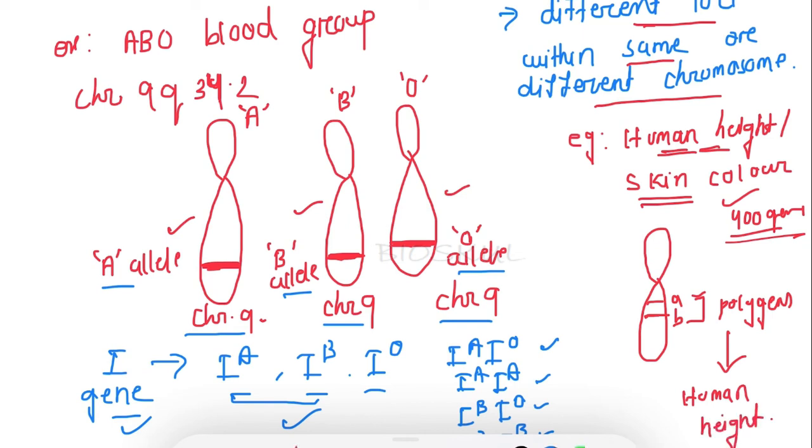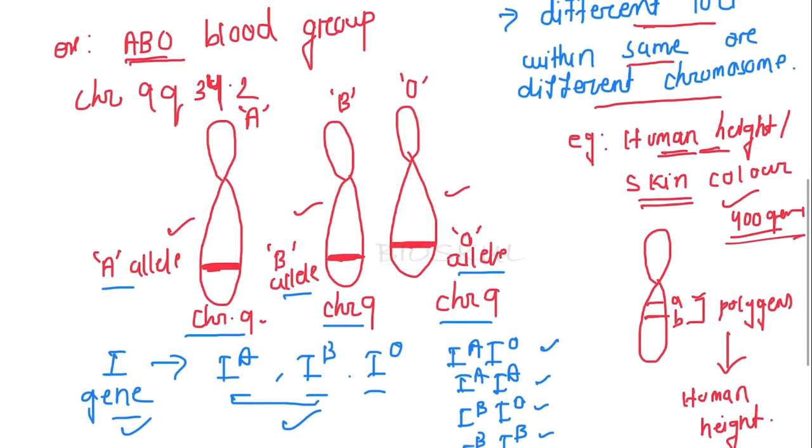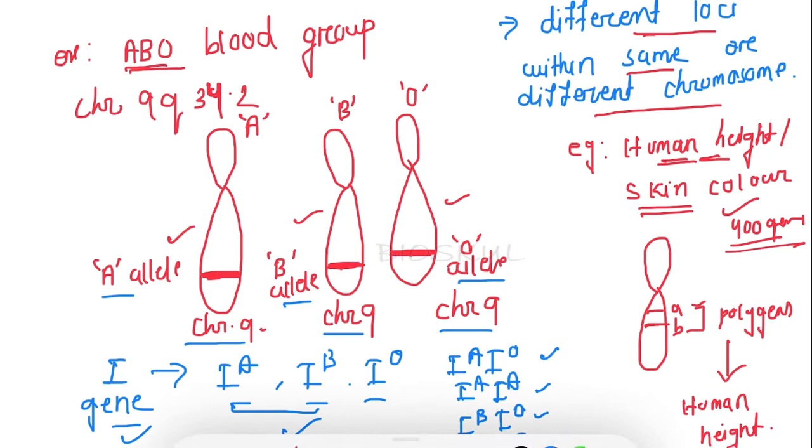So this is the difference between multiple allele and polygene. Multiple allele means many alleles, that is, more than two alleles are present in a population. Polygenes means many genes contributing to the final outcome. In polygene there is no masking effect. In polygene there is an additive effect. Each gene has a small contribution to the final outcome.